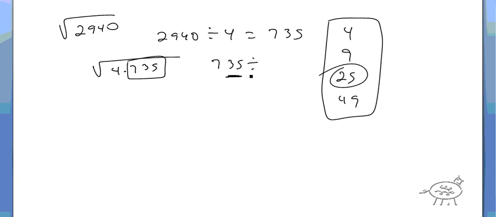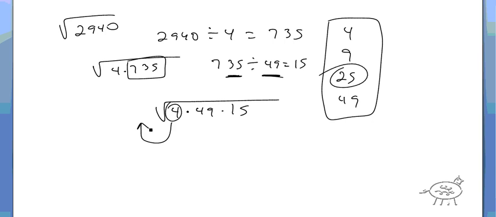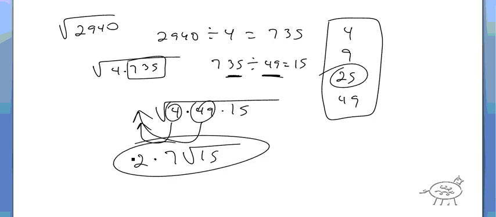Well, let's try 735 divided by 49. And very good. So when I divide by 49, I get 15. So truly, this problem is 4 times 49 times 15. Do you guys agree? 2940 breaks up to 4 times 49 times 15. So this is the deal. Again, it's all multiplication. The square root of 4 is 2, so the 2 comes on the outside. The square root of 49 is 7. That comes on the outside. And I have 15 left over. So that stays under the radical. And again, it's all multiplication. So 2 times 7 is 14, root 15.